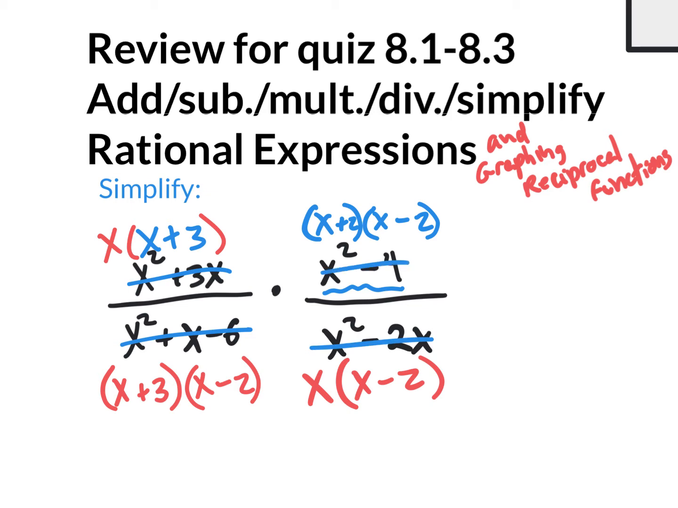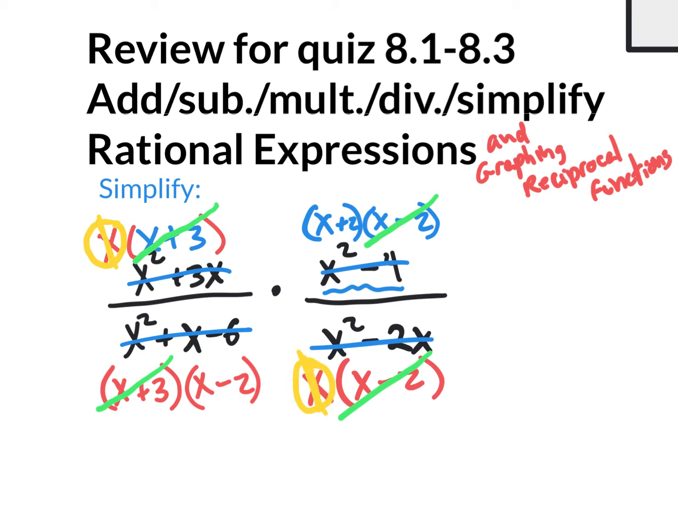Why did we do that? So we could get multiplication, and now we could cancel whatever we see identical up on top and on bottom. So we have an x plus 3 up here that cancels with an x plus 3 down there. We also have an x minus 2 up here that cancels with an x minus 2 down here. And we also have an x that cancels out with an x, so that disappears.